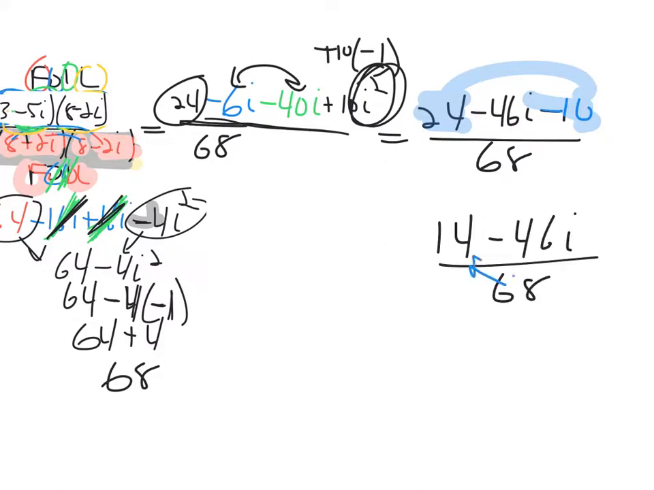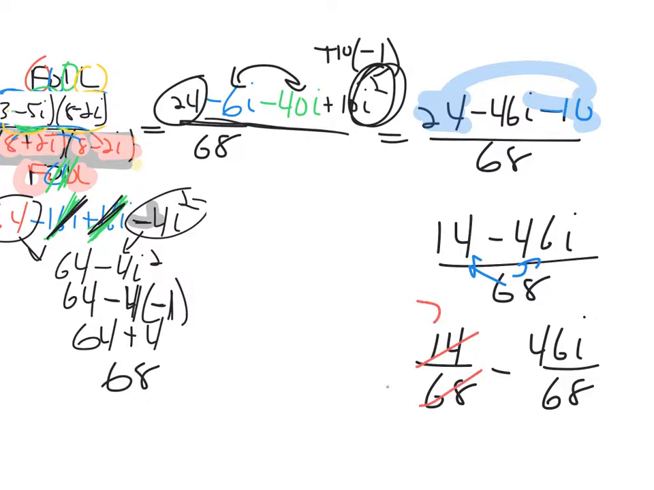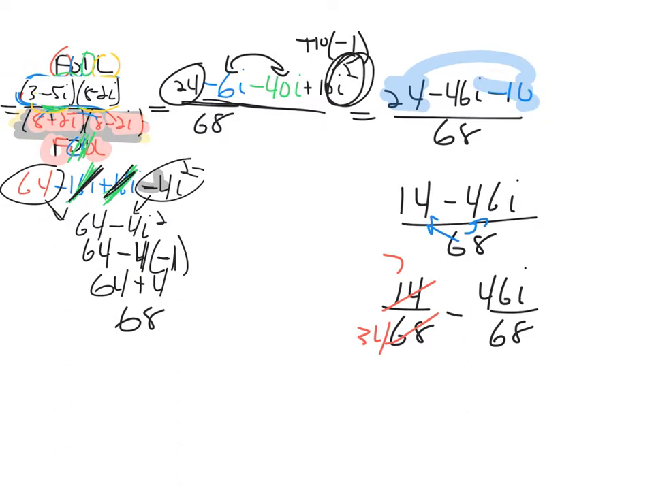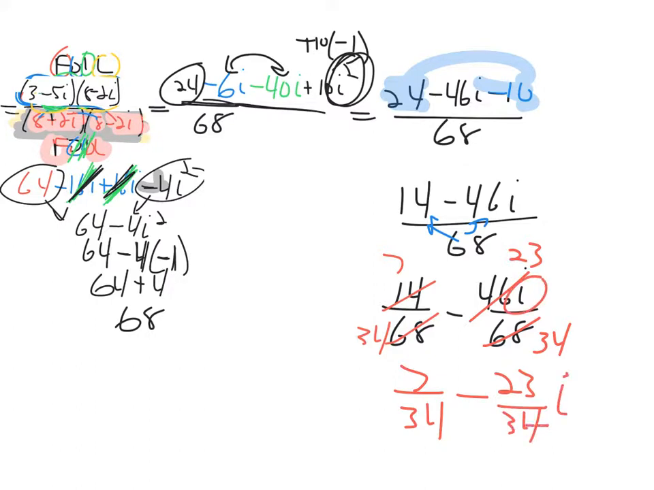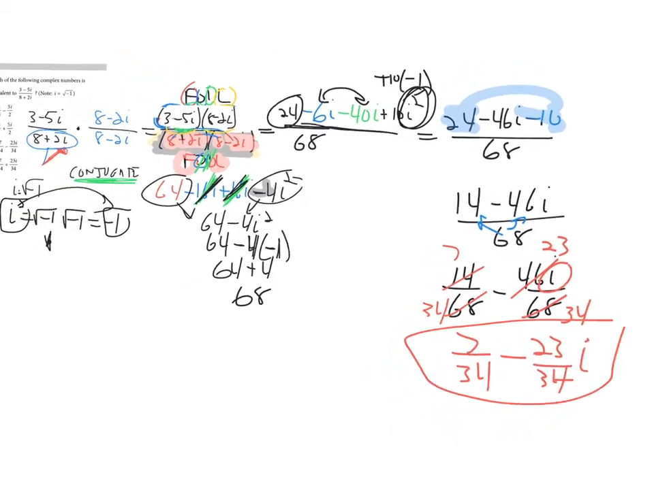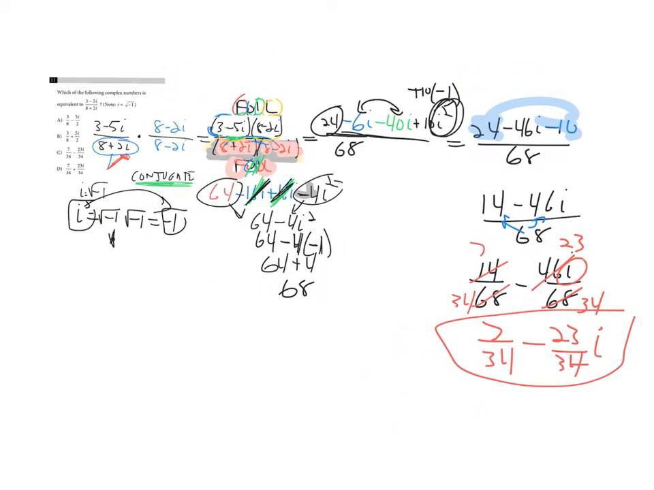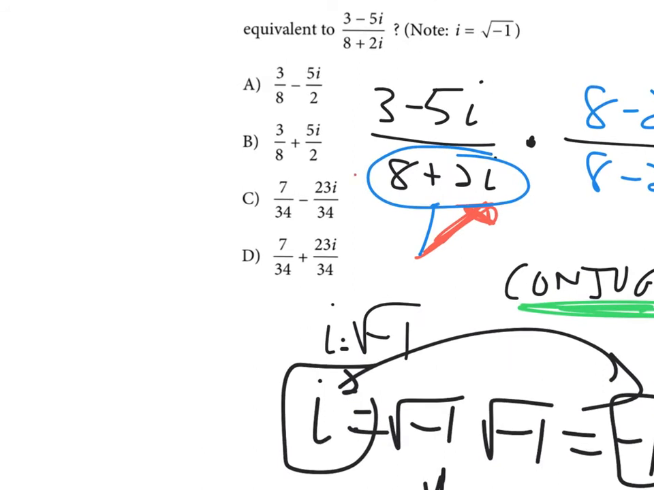I'll now divide the denominator into both parts up top. So here I'm going to have 14 over 68 minus 46i over 68. And then I'll start dividing by 2. 2 goes into 14 7 times. 2 goes into 68 34 times. So I have 7 over 34 minus, 2 into 46 is 23 times. 2 into 68 is 34 times. So 23 over 34, and then don't leave off the i. So here's my answer: 7 over 34 minus 23 over 34 i, or answer choice C.